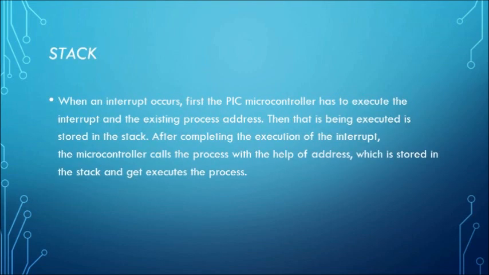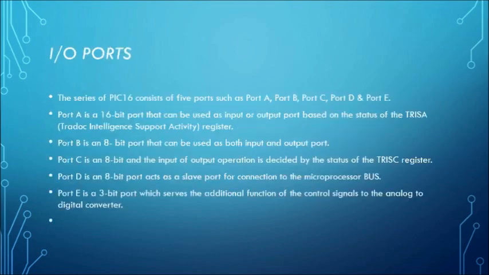When an interrupt occurs, first the PIC controller has to execute the interrupt, and the address of the existing process that is being executed is stored in the stack. After completing the execution of the interrupt, the microcontroller calls the process with the help of the address, which is stored in the stack, and executes the process. The PIC16 consists of 5 ports, such as port A, B, C, D, and E, which all have a variety of input and output capabilities.